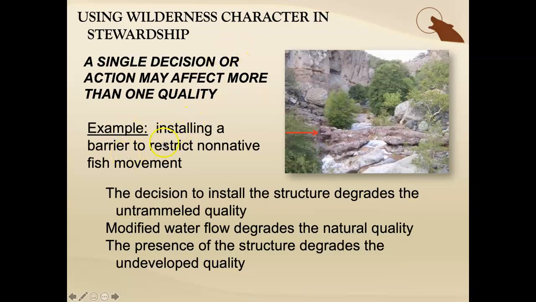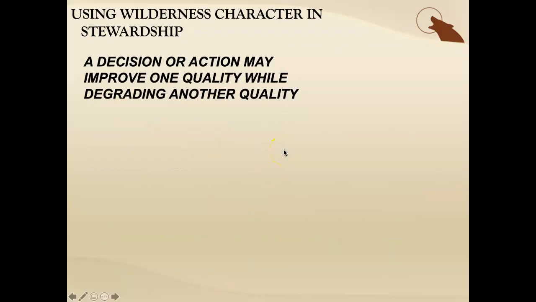So if you install a barrier to restrict the movement of fish, this little barrier here, you can kind of see it, not really, but zoom in close or just imagine. The decision to install the structure degrades the untrammeled quality because it prevents the free flow or movement of a species. The modified water flow degrades the natural quality because a natural process isn't really allowed to be taking place. And the presence of the structure degrades the undeveloped quality of wilderness character too because it's a structure.